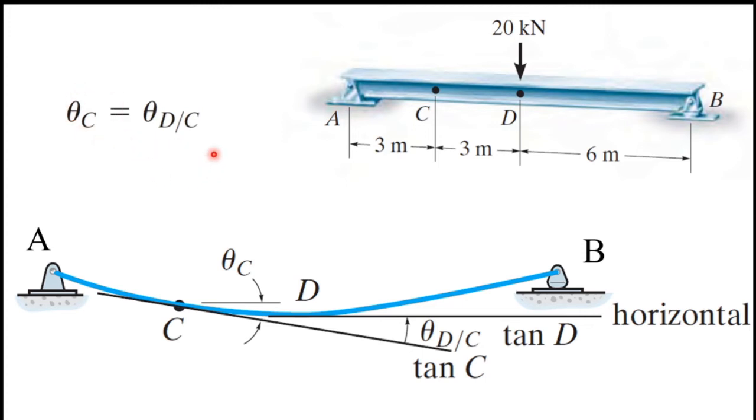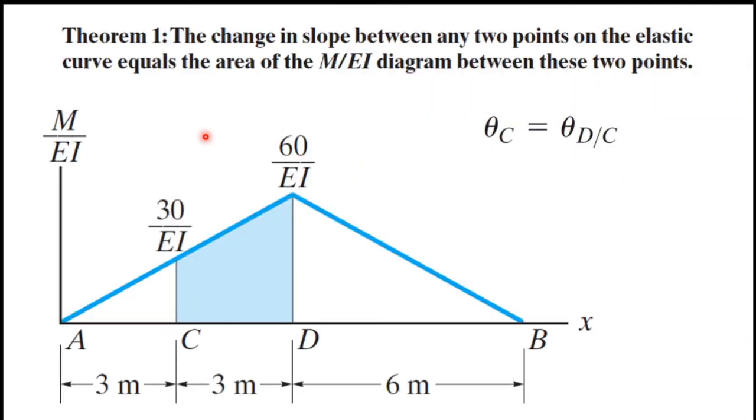So next I am going to find theta DC. So using the moment area method, I can easily find this theta DC. Okay, you can read theorem 1 here. You know there are two theorems in the moment area method. In order to find slope, we have to use theorem 1. In order to find deflections, we have to use theorem 2. So they are asking for slope. Therefore, we have to use theorem 1 of the moment area method.